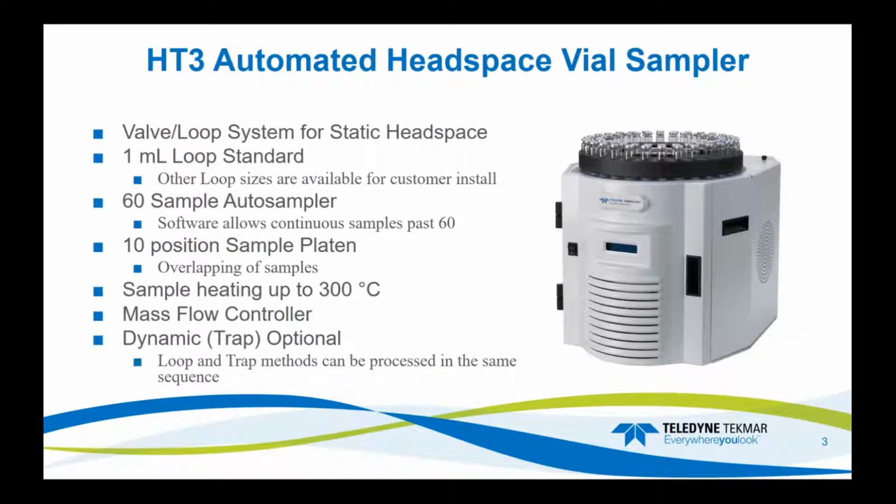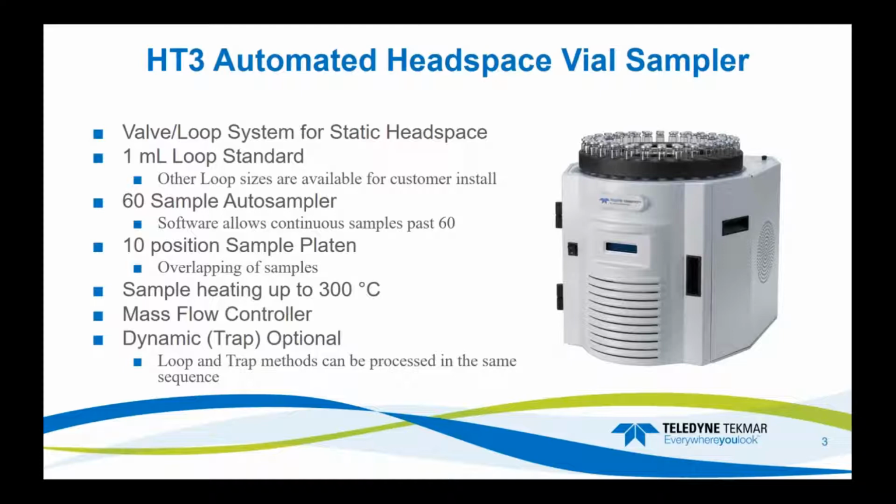The HT3 is a valve and loop system for static Headspace. It has a 1 mil loop as standard. Other loop sizes are available for the customer to install. It has a 60 sample auto sampler, which allows at least 60 samples to run. If you have more than 60, the software allows you to continue past 60. Of course, you're going to have a chemist or app person there to add more samples as samples get run. It also has a 10-position sample pattern, which allows overlapping of samples.